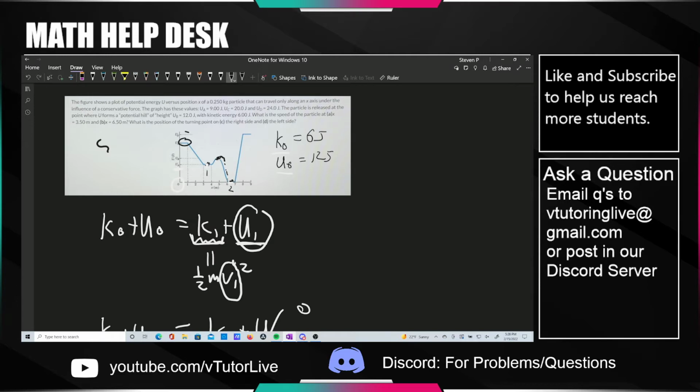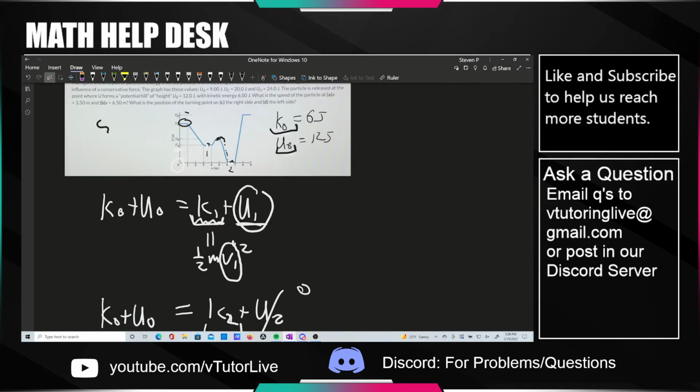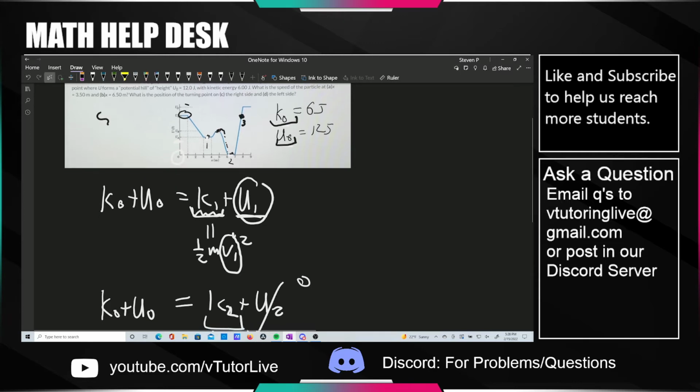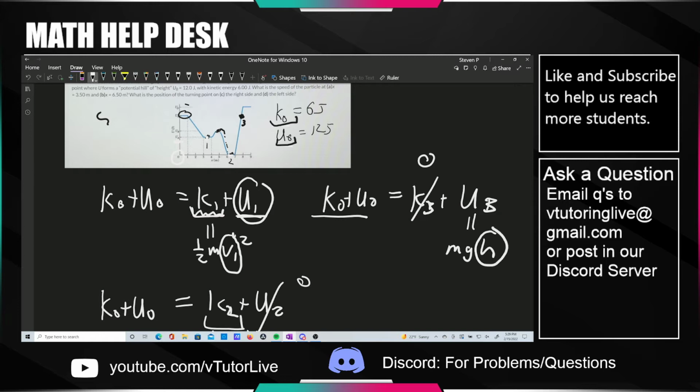So we got to figure out what that turning point is, right? So basically, we know K naught and U naught. Let's say that there's some position three where it turns around. What we want to do now is basically just do K naught plus U naught. Again, we know what these two values add up to, and that's going to be equal to K3 plus U3. And the key condition here is that K3 is going to be zero, because the turning point is when all the kinetic energy is gone and it's all in potential, right? So then this is just equal to mgh. And the idea here is that we just need to solve for h.